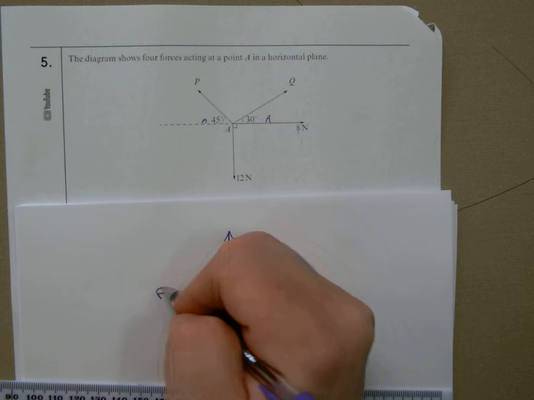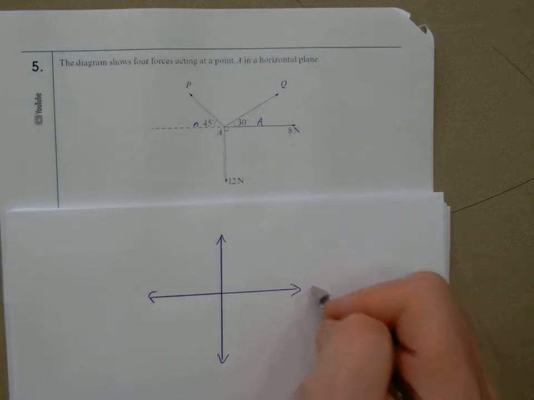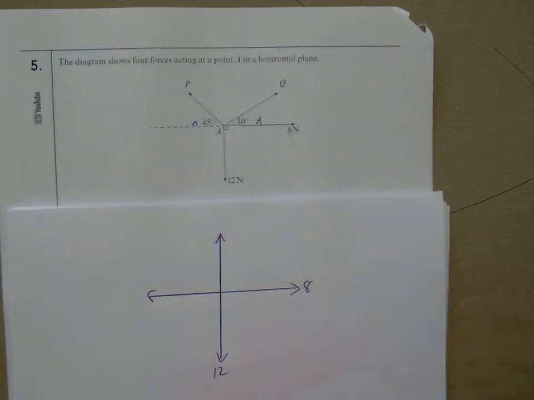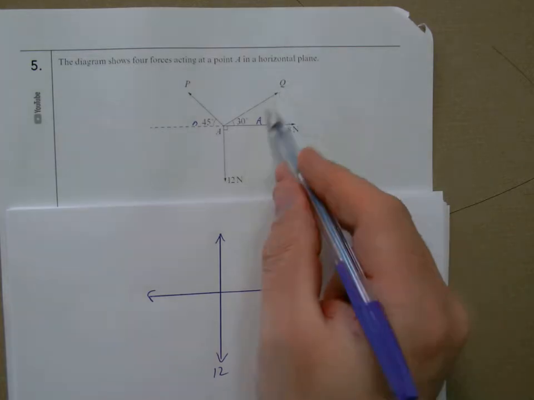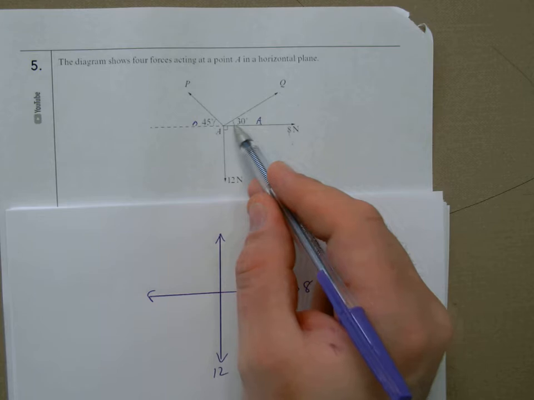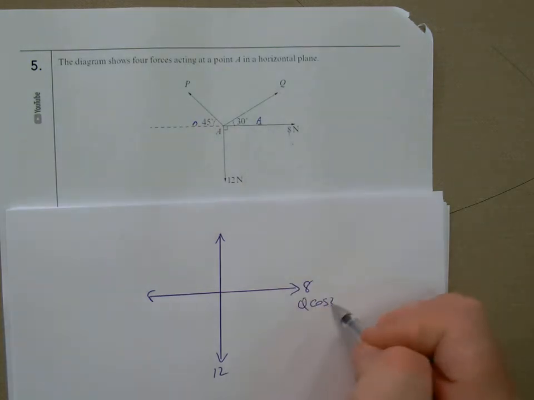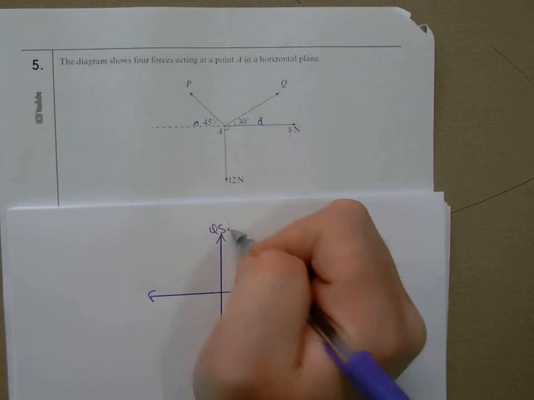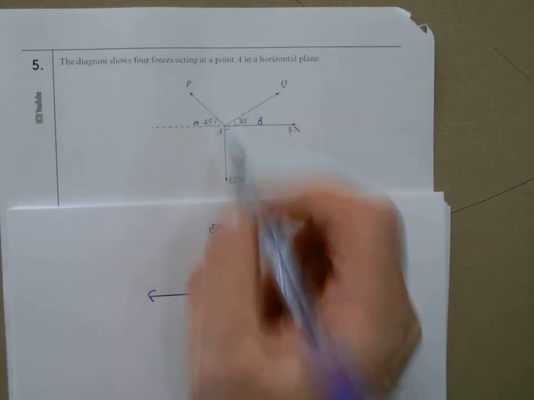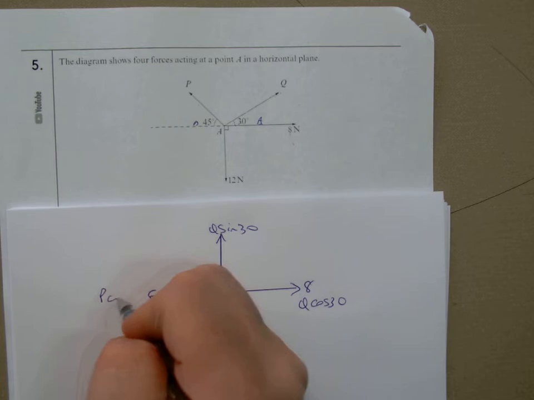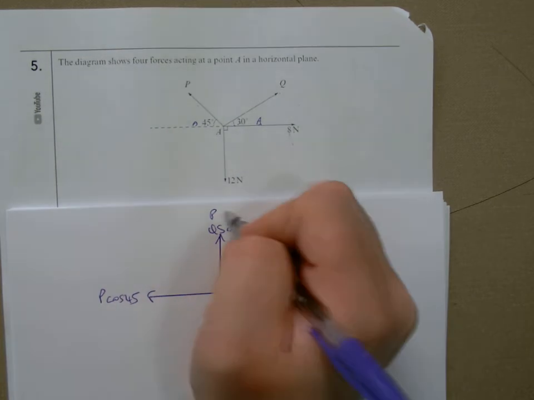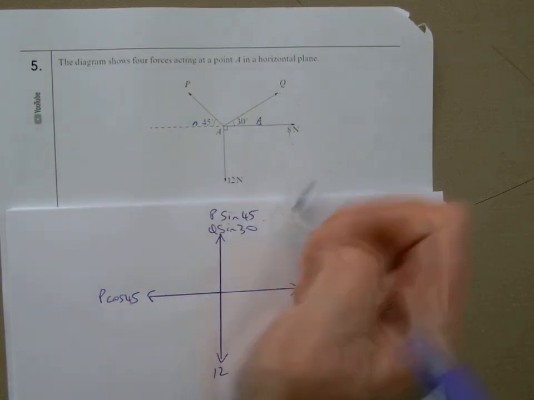So we're going to do a cross here. And obviously there's going to be 8 there, and we're going to have 12 there, going in those x and y directions. The Q, because the angle is 30, the adjacent here, is going to be Q cos 30 along the x-axis and Q sin 30 along the y-axis. P then will be P cos 45 and P sin 45.